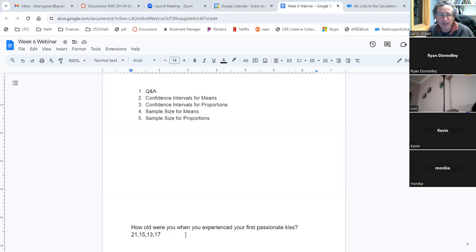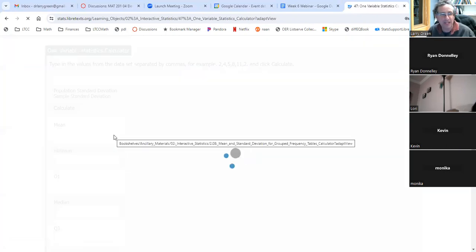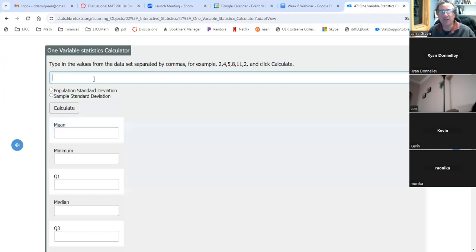Okay, so here we have our numbers: 21, 15, 13, 17. I am going to put those in and get some statistics out of it. So I'm going to go to the one variable statistics calculator, which we've used a lot already, might even be the most important calculator. Has it gotten older or younger? It's gotten a lot older.